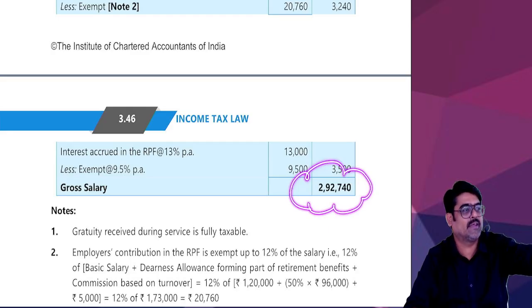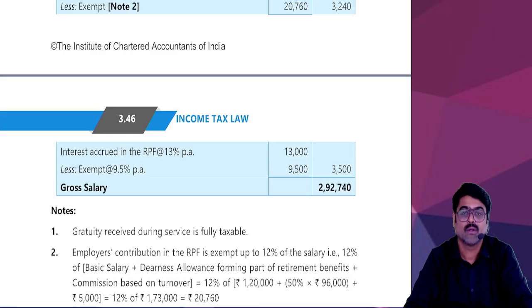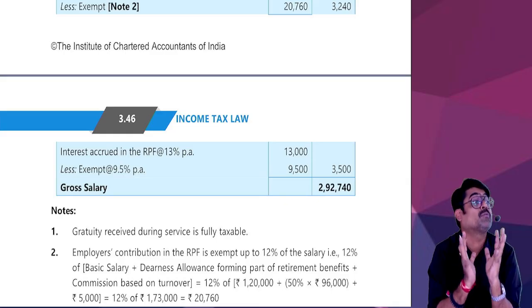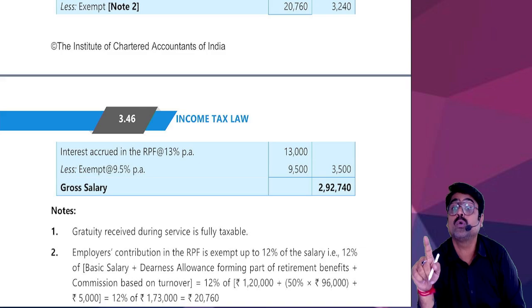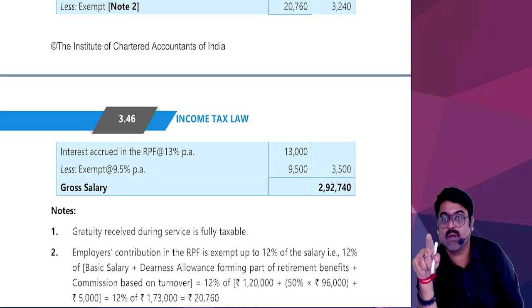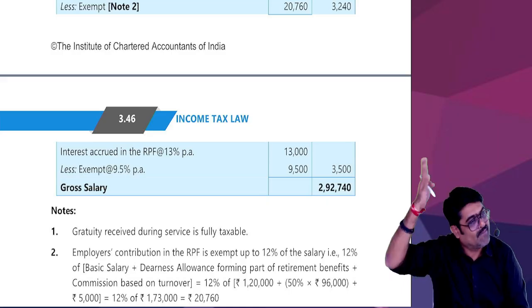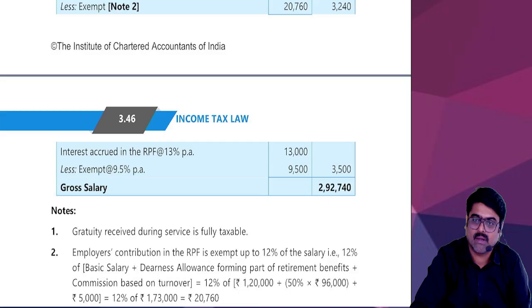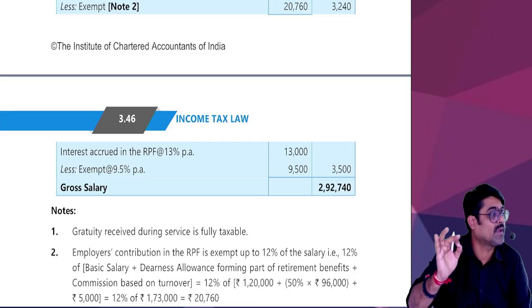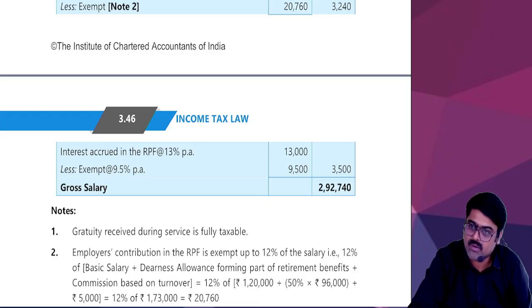Are you following 115BAC? No. So are you going to take standard deduction? 50,000. So out of that, reduce 50,000. So net taxable salary, income from salary head, will be 2,42,740 if you don't follow 115BAC. But what if you follow 115BAC? Everything will remain the same, but the standard deduction will be 75,000. And that will give you the final income of 2,17,740. Will you be able to do it?